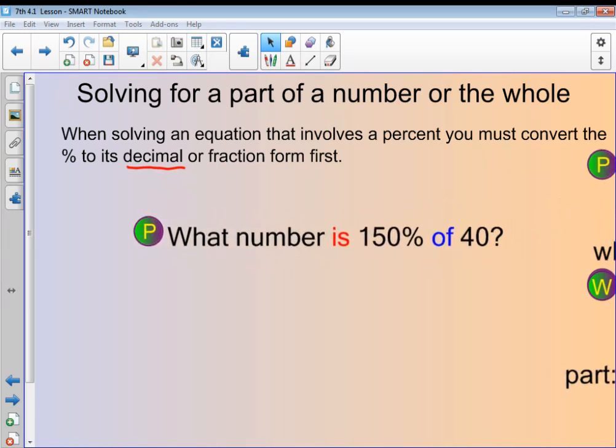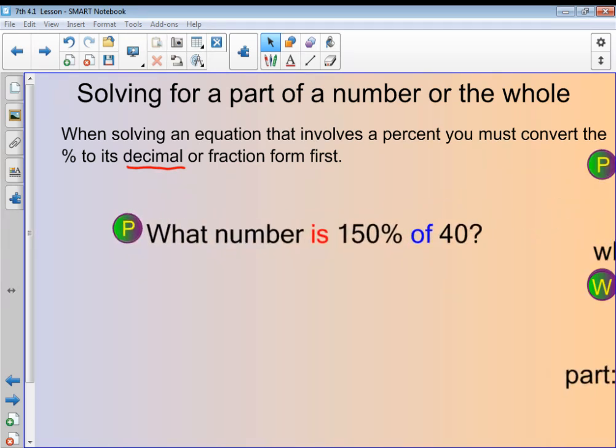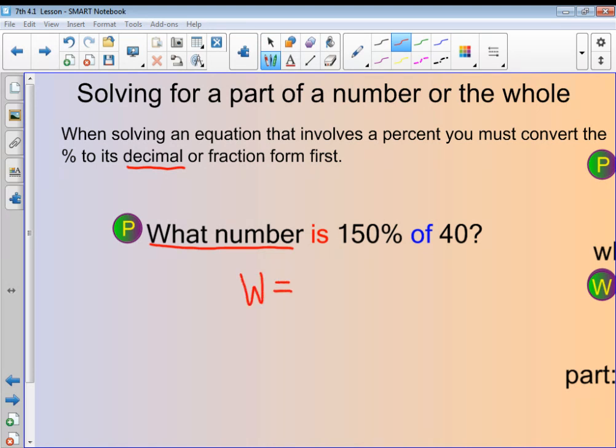Okay, so let's go ahead and solve another one. So here we have what number is 150% of 40. So once again, here's my what number. I don't know, so I'm going to put a letter. Is means equals 150%.